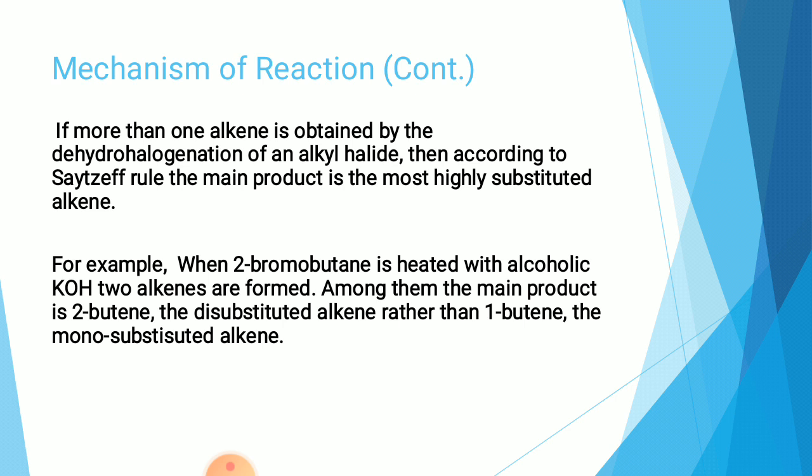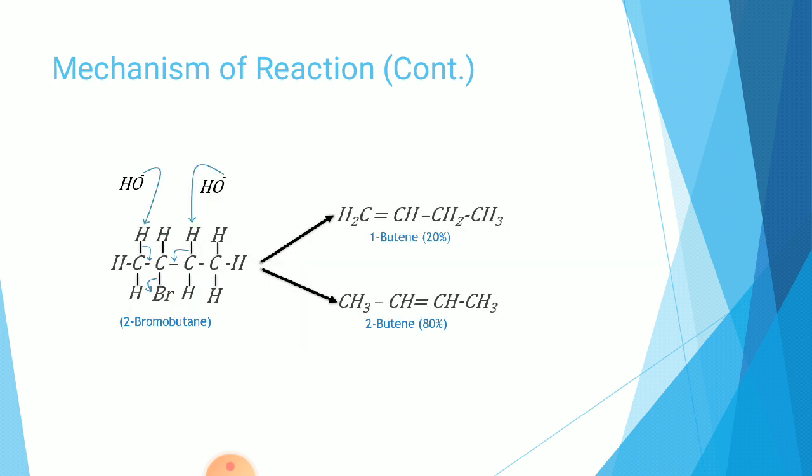What are those two alkenes? One is 1-butene, another is 2-butene. Among them the main product is 2-butene, the disubstituted alkene, rather than 1-butene, the monosubstituted alkene. Just see this reaction. Here 4 carbons are there, and in the second position one bromine group is there. So the name of this compound is 2-bromobutane. Here the hydrogen will be written like this.